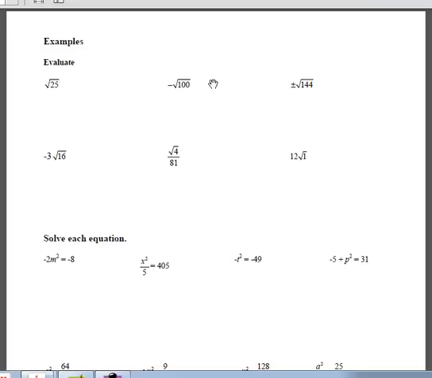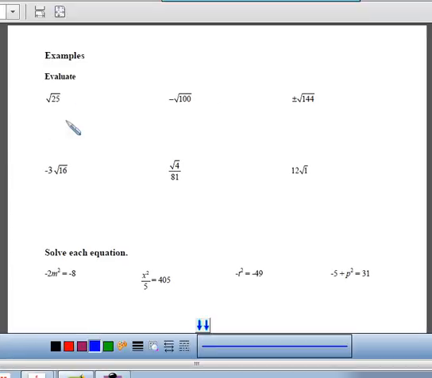Alright, evaluate. So we are going to start figuring some of these out. If you think you know some of them, you can pause the video and try it, and then hit play to see if you got it right. First one should be pretty obvious. That one's 5. Second one, we've got a negative in front of the 100. You should know that one. That's negative 10. I'm going to let you try this one on your own. Keep in mind what's in front of the square root of 144.